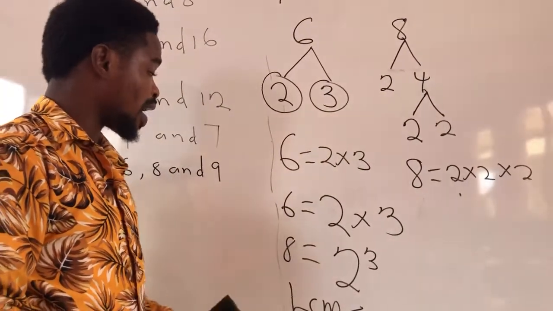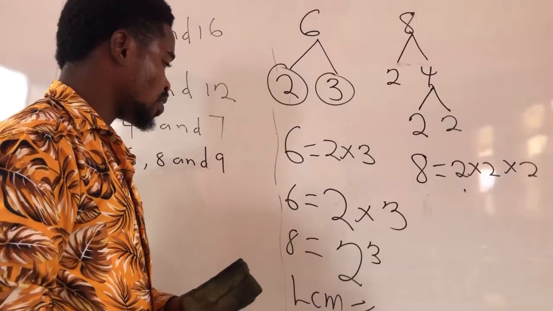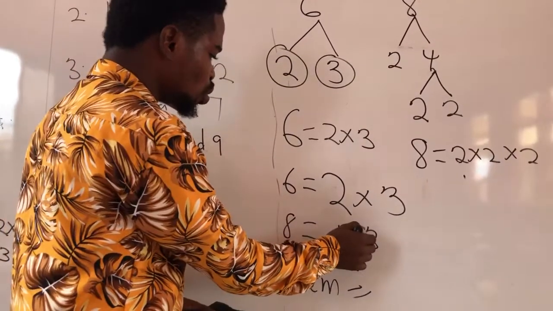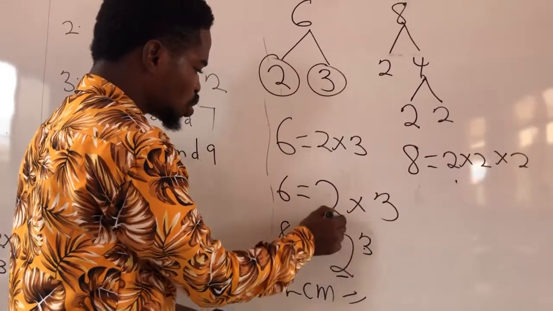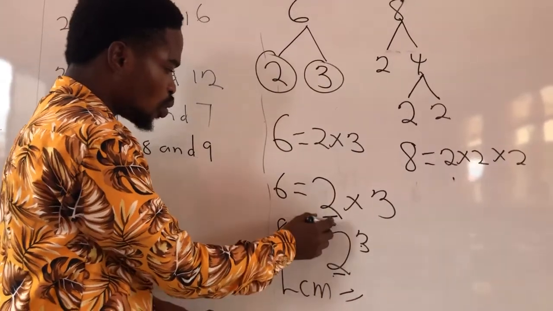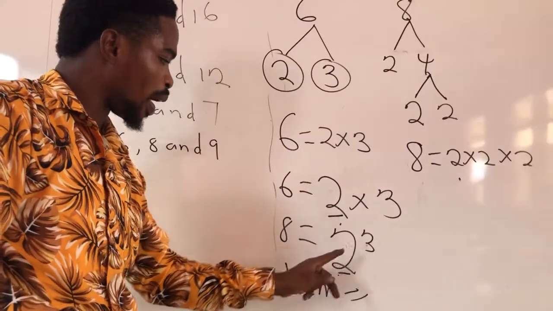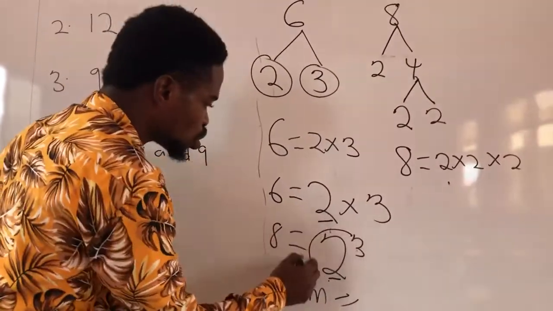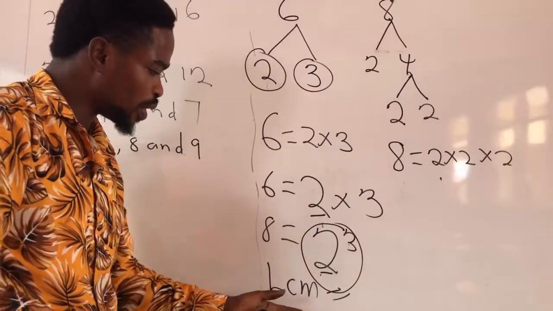Here we are looking at the highest factors. So what is the highest? Yes, 2 is here. 2 is here. They are common. Which one has the highest power? Which is what? 2 raised to the power 3.